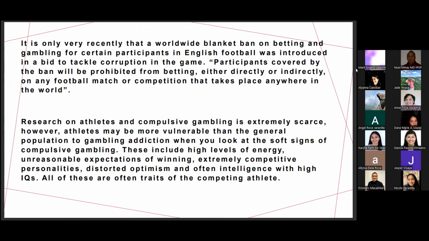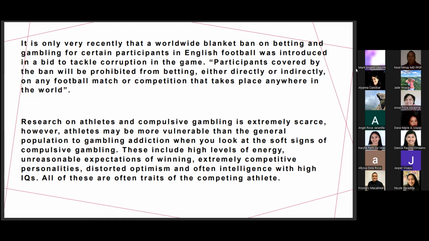It is only very recently that a worldwide blanket ban on betting and gambling for certain participants in English football was introduced in a bid to tackle corruption in the game. Participants covered by the ban will be prohibited from betting, either directly or indirectly, on any football match or competition that takes place anywhere in the world. Research on athlete and compulsive gambling is extremely scarce. However, athletes may be more vulnerable than the general population to gambling addiction.